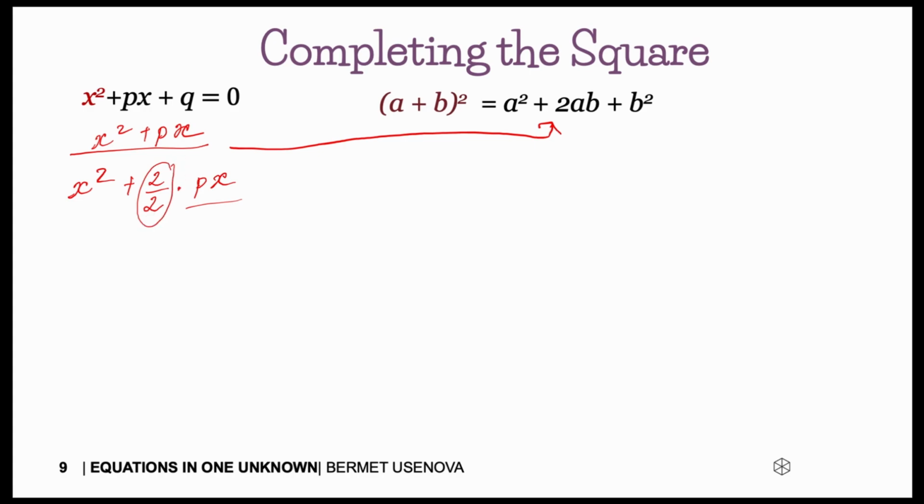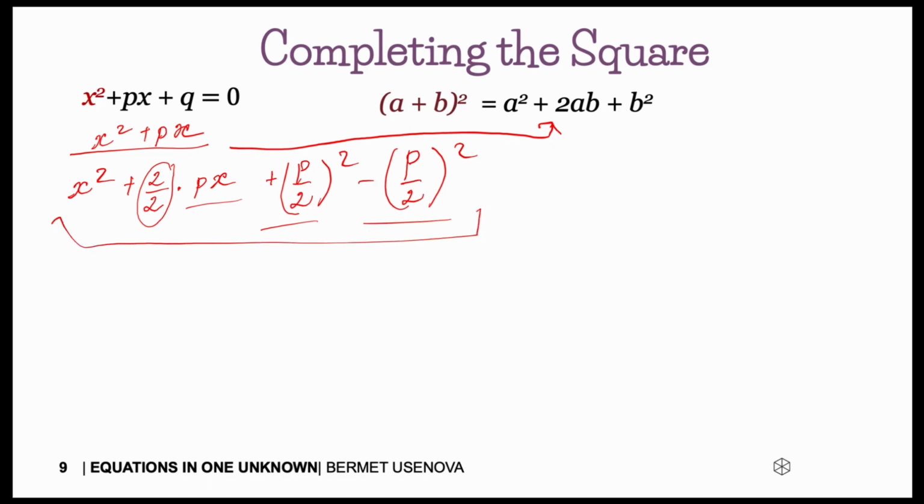Plus, we can add p divided by 2 squared minus p divided by 2 squared. So we added and subtracted the same number, and thus this expression will be equivalent to this expression. I hope it's clear here, because now if you look closely, our expression kind of looks like this here.